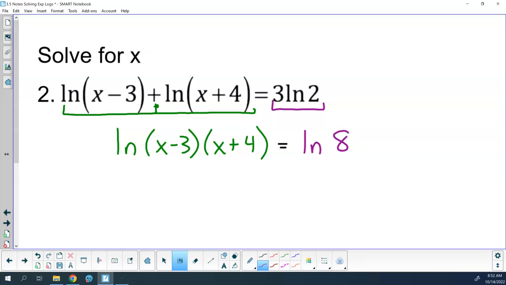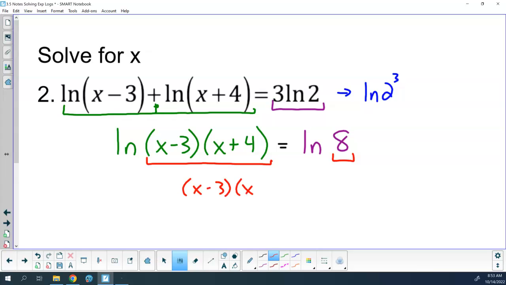Now we're in that log equals log case with the same base. They both have base e. So this one would actually be natural log of 2 cubed. So now that I'm in log equals log form, I can take argument equals argument. So we can say x minus 3 times x plus 4 equals 8.